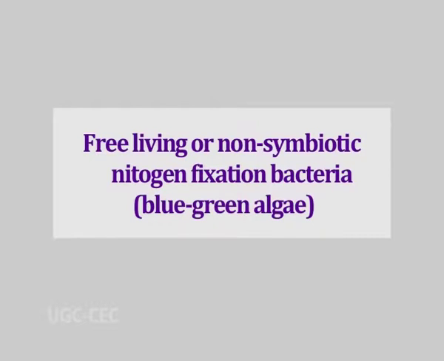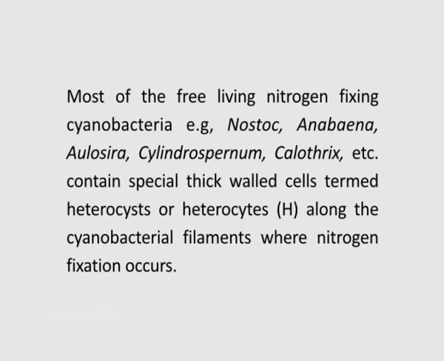The second group are the free-living or non-symbiotic nitrogen fixing cyanobacteria or blue-green algae. It includes about 15 genera of photosynthetic cyanobacteria or blue-green algae found freely in the soil, and they fix free nitrogen into nitrogenous compounds which can be absorbed by the plants from the soil. Most of the free-living nitrogen-fixing cyanobacteria, example Nostoc, Anabaena, Aulosira, Cylindrospermum, Calothrix, etc., contain special thick-walled cells termed heterocysts or heterocytes along the cyanobacterial filaments where nitrogen fixation occurs.